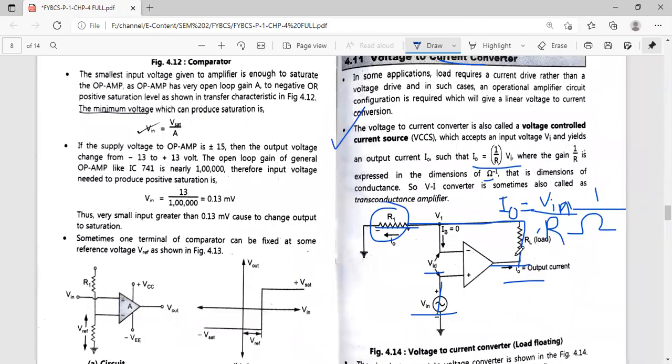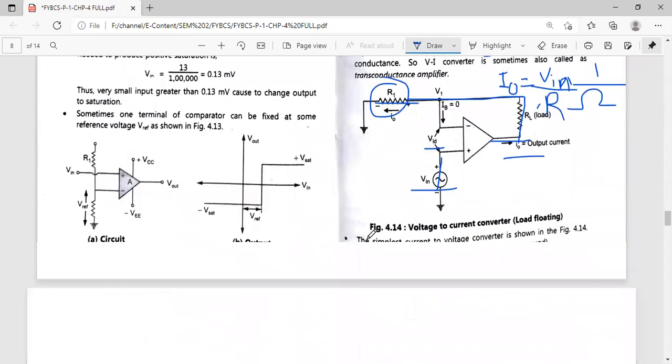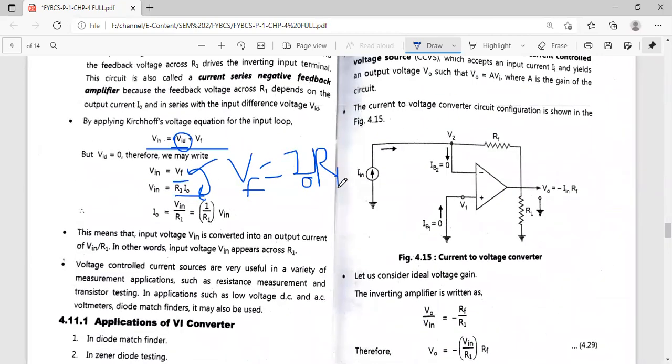And which resistor is connected in the feedback? It is R1. So here I will write R1. So VF can be written as I0 R1. Right, so V in is equal to R1 I0. Now if I want to calculate the output current, this R1 I have to send to the other side, right? So this R1 is multiplied here. If we send it to the other side, it will become divide. So I0 is equal to V in upon R1.